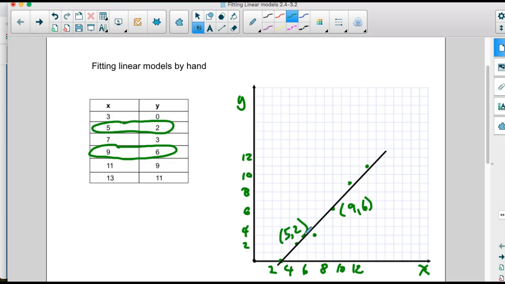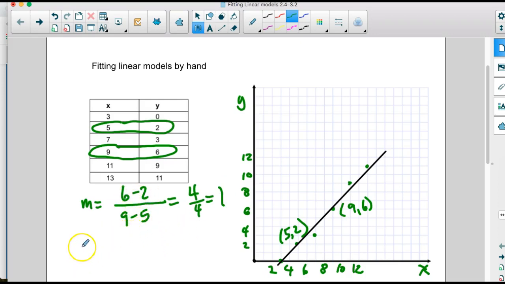So first of all, to find this model, we would want to find the slope. We would do that by subtracting the y's, 6 minus 2, over the x's, 9 minus 5. So we're going to get 4 over 4, which is a slope of 1.